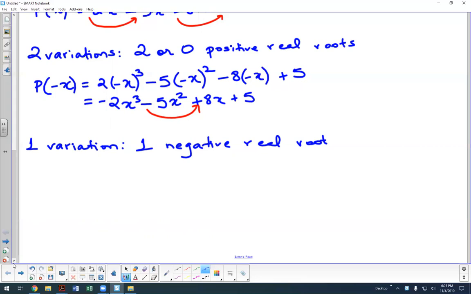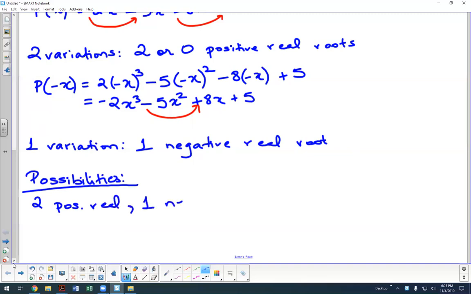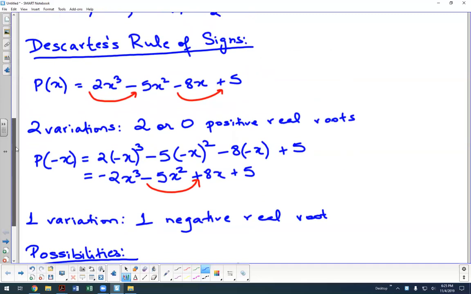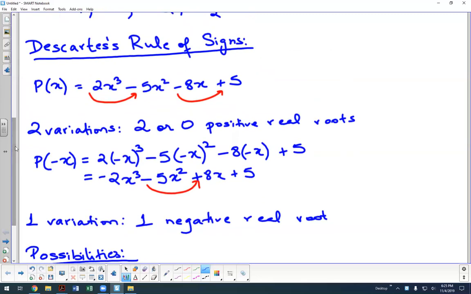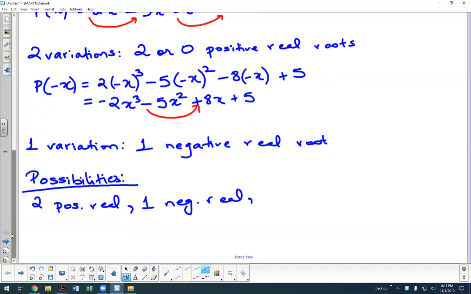Okay, so what kind of possibilities are we looking at here? We can have 2 positive real roots, 1 negative real root, which means how many imaginary will our polynomial have? 0, because this is a third degree polynomial, right? The original is 2x to the third, so that's a third degree polynomial. 2 plus 1 adds up to 3, which means we have no room left for any imaginary solutions.